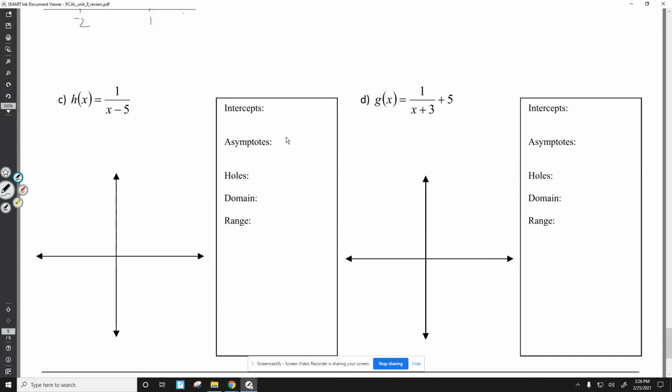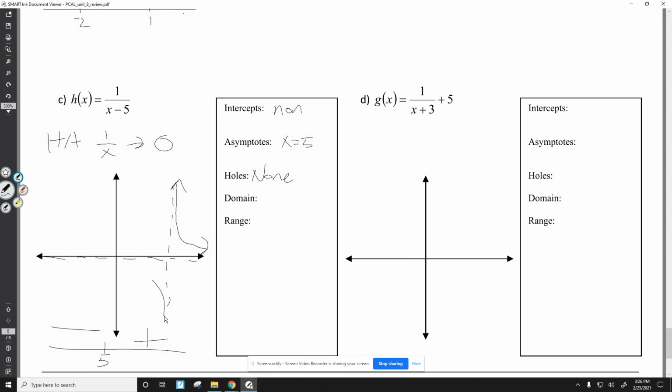There's one asymptote at x equals 5. There's no holes. There's no x-intercepts. The horizontal asymptote is y equals 0, and the vertical asymptote is x equals 5. To the right of 5, I'm going to have positives. To the left of 5, it's negatives. Positives trending there, negatives trending there. My domain are all x's except for 5. My range is all y's, except I don't pass through 0 in this case. That was a silly one.